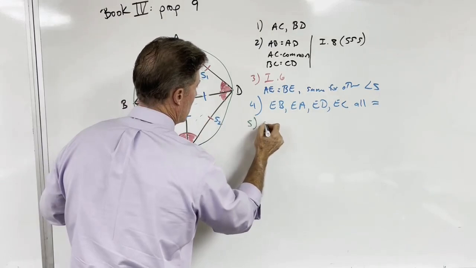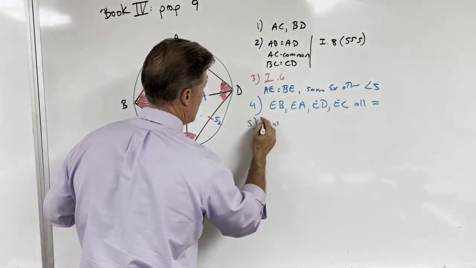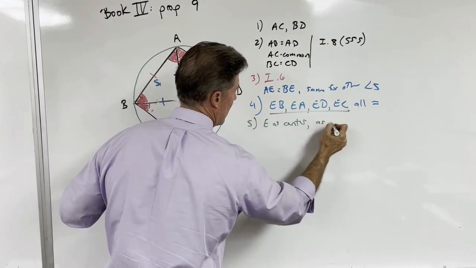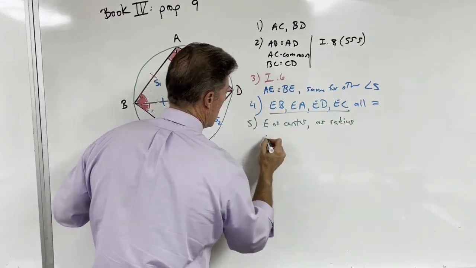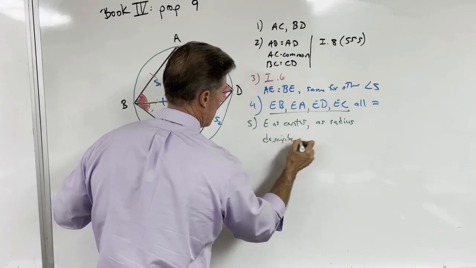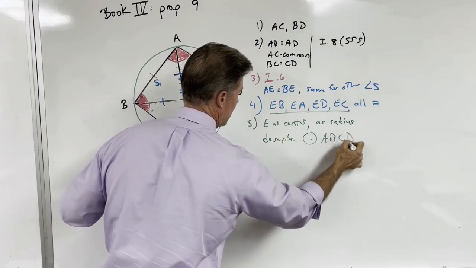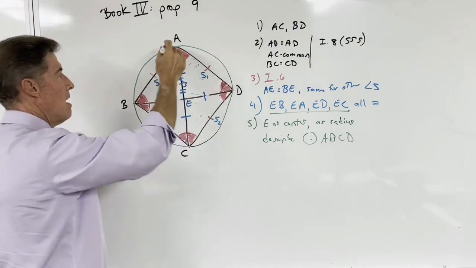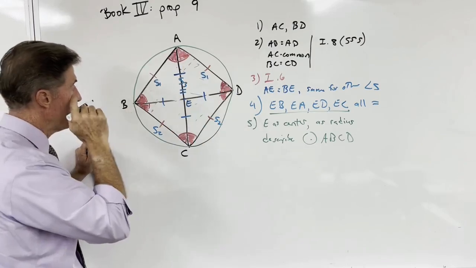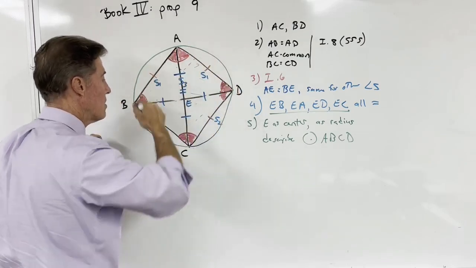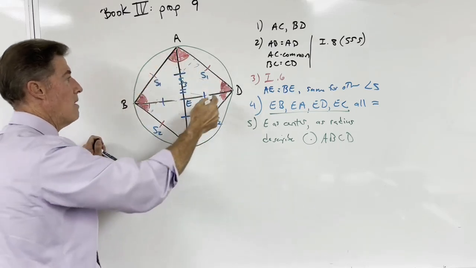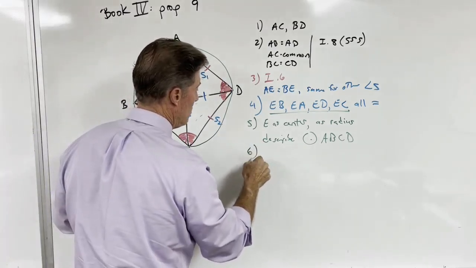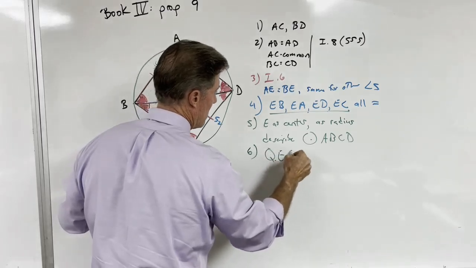So with E as our center, and any one of these as our radius, we can describe circle A, B, C, D, which we did. And it's going to pass through each of the extremities of our given square. So we've created a circle that is circumscribed around and touching each of the extremities of our given square. So that's what we were supposed to do, so we can conclude QEF.